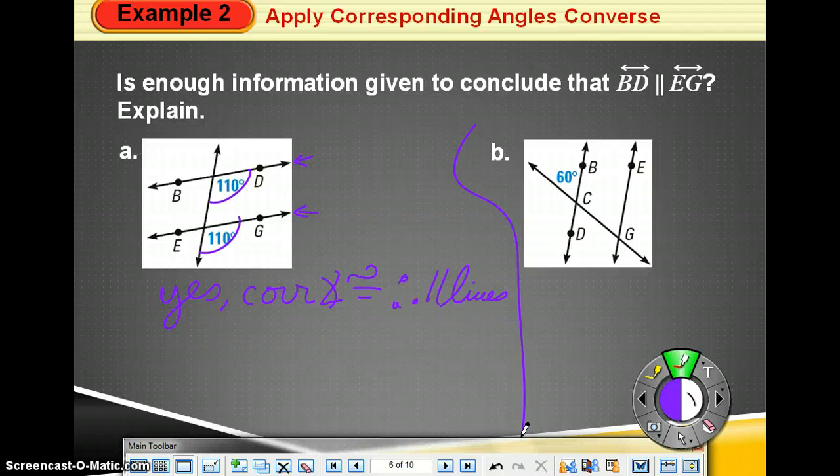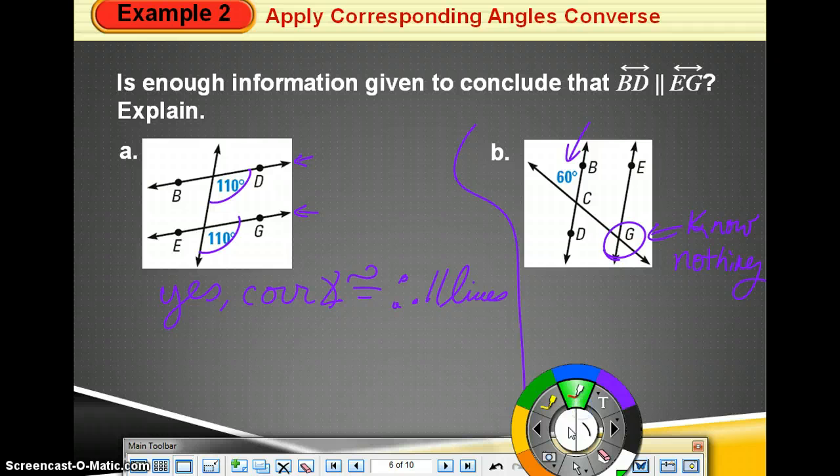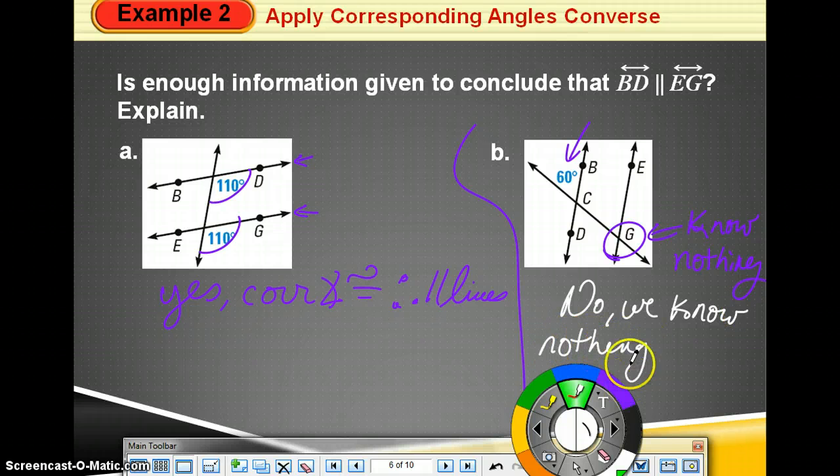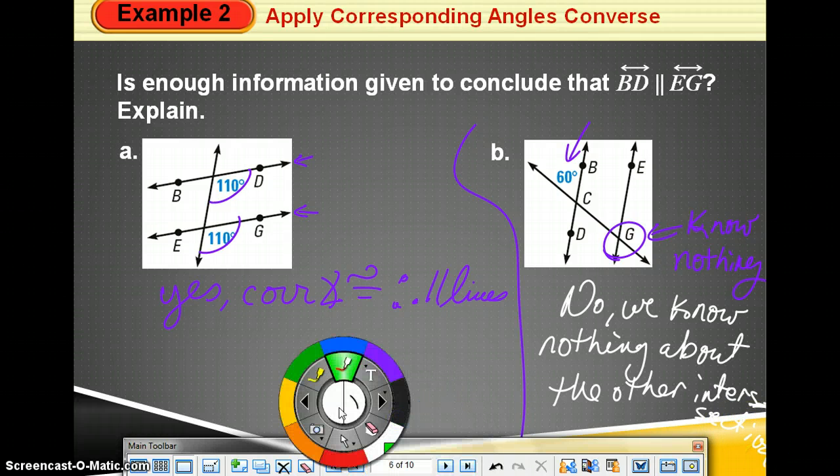How about this one here, letter B? On this, all we know is this 60 degrees. We don't know anything here. K-N-O-W. Know nothing. So therefore, what we would write is no. We know nothing about the other intersection. Sorry, intersection was too long, I guess.